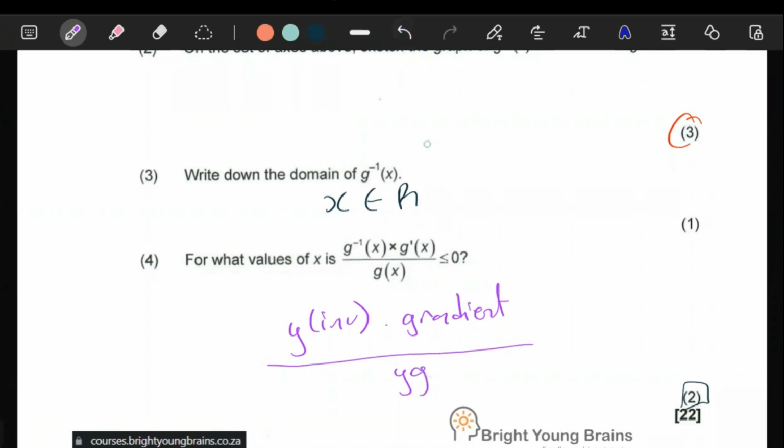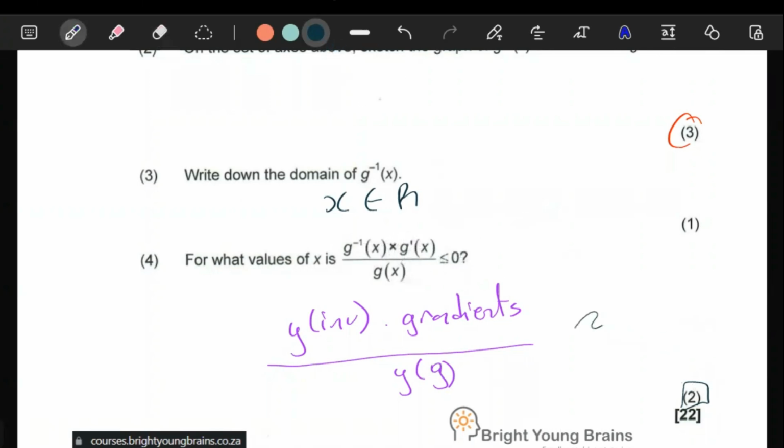Here, they're talking about the y values of the inverse of G. And then here they're talking about the gradients of G. And then here they're talking about the y values of G. So without overthinking it, if this expression is going to be smaller or equal to 0, you have to think to yourself, the only way this can be smaller or equal to 0 is, firstly, if the top part is equal to 0. That's what we can think of.